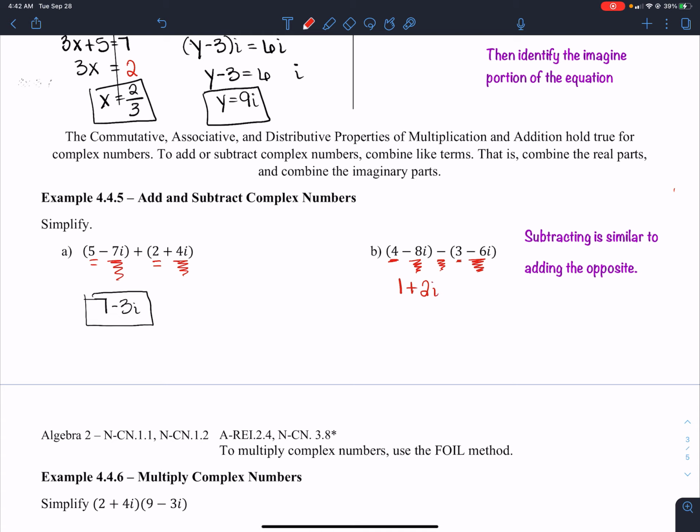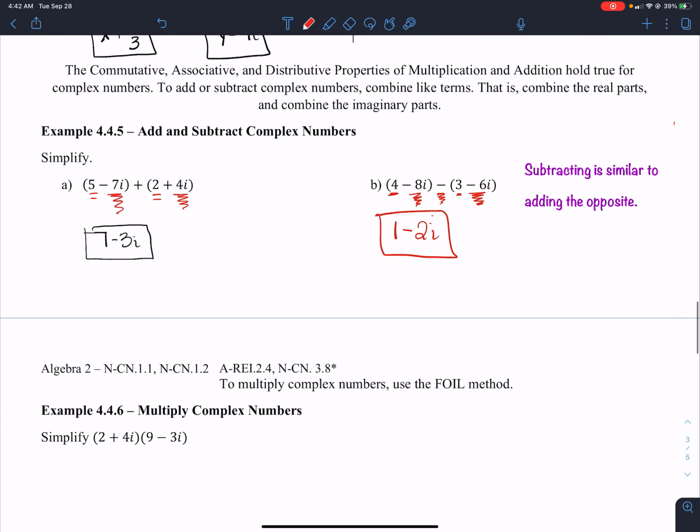All right. So I have 1 plus 2i. Okay. Nope. Hold on. Mistake on that one. 4 minus 3 is 1. Negative 8i plus 6i is negative 2i.